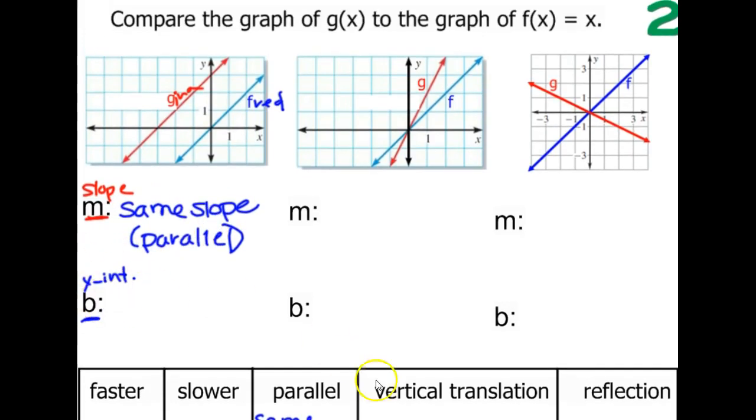Our b is our y-intercept, where we're crossing the y-axis. So I'm going to highlight our y-axis here for a second and take a look at it. Does Fred cross the y-axis at the same spot that Gina does? Well, no, they cross in two separate different points. So I'm going to say that they have different y-intercepts.